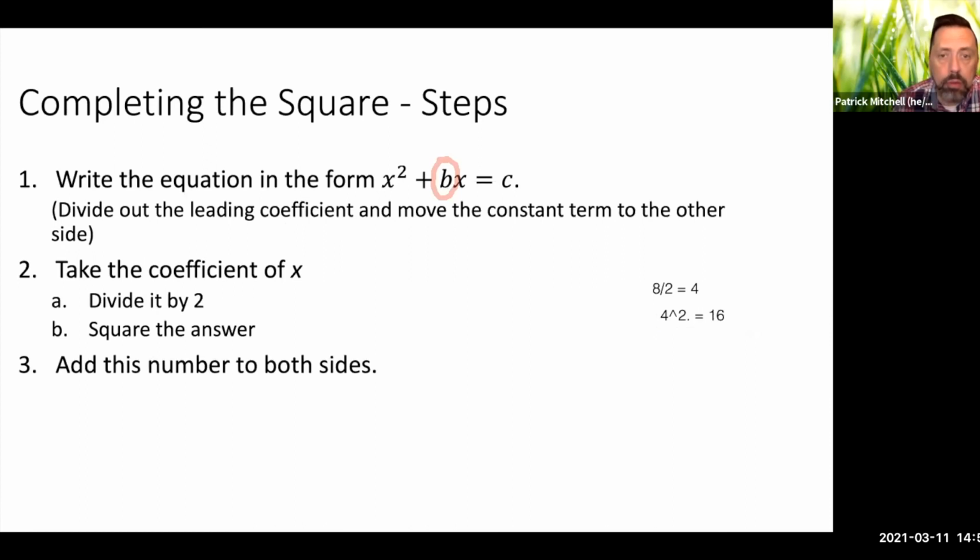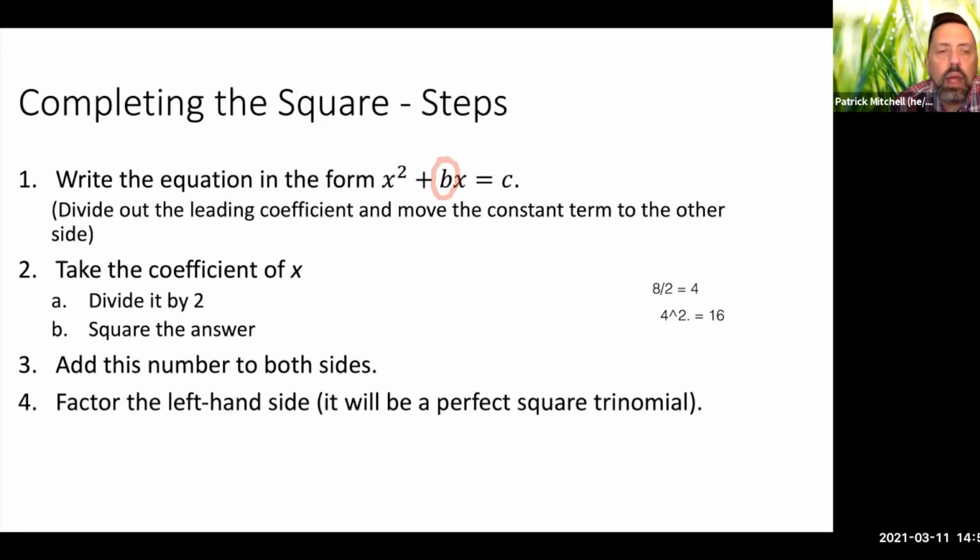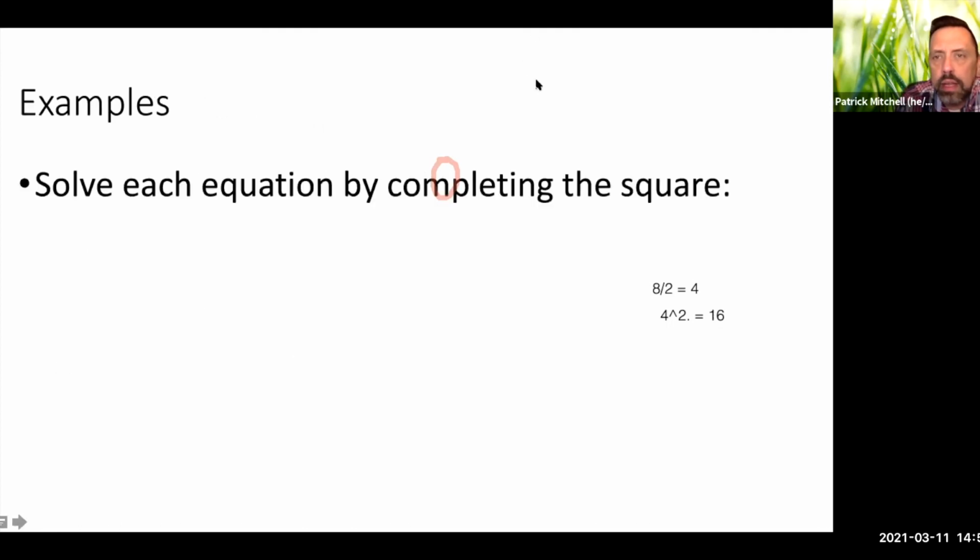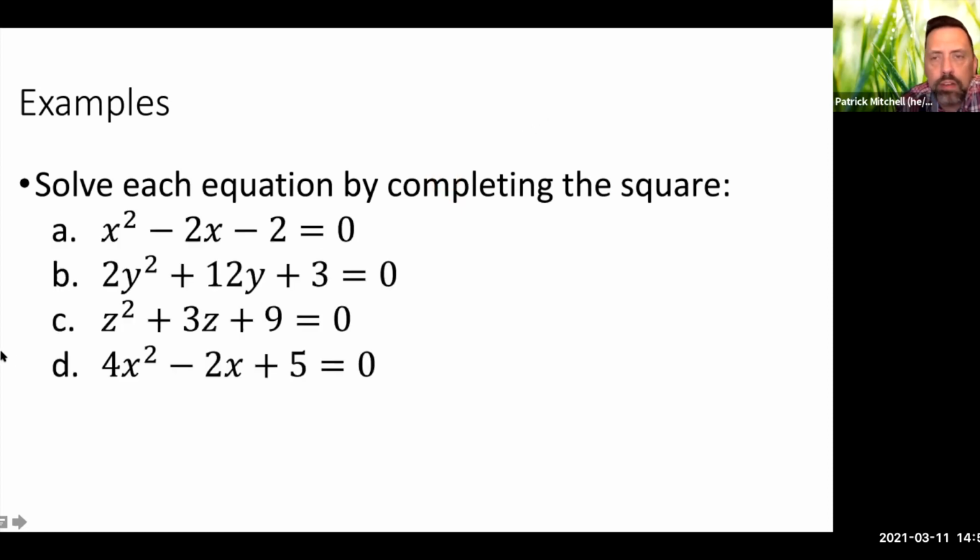You're going to add that number to both sides, which you saw me do in the last example. And then you're going to factor the left-hand side. If you've done all the previous steps correctly, what you'll have on the left-hand side will be a perfect square trinomial. And then you can solve that equation using the square root property. All right, so here are the examples that we're going to do with completing the square. Let's switch over to the tablet.